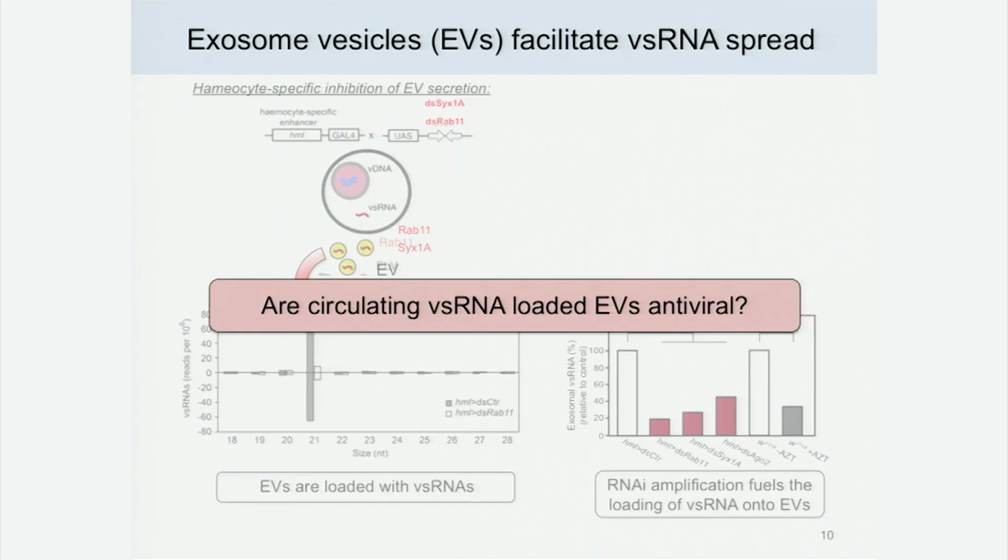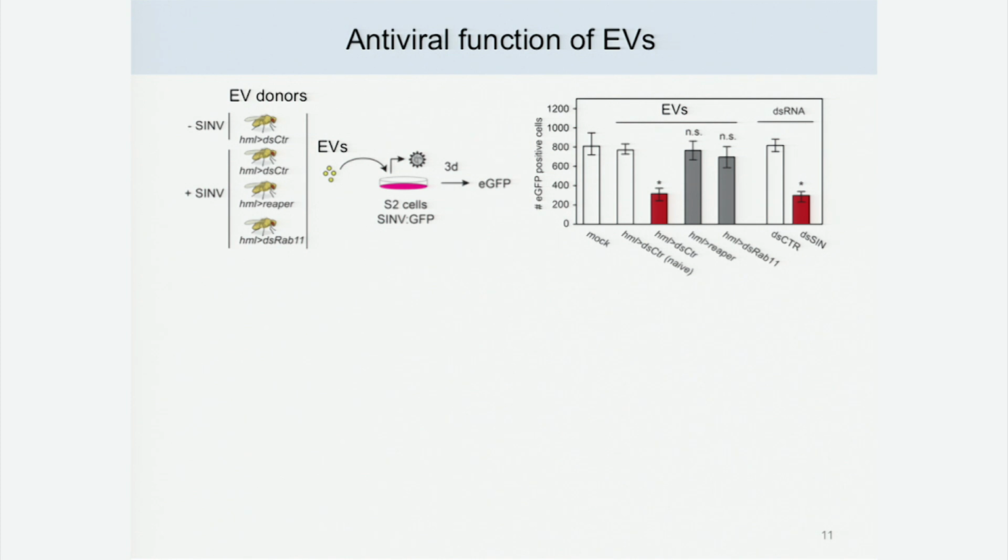All right, so we have circulating vsiRNAs, but do they do anything against the virus? So we did this experiment where we went back to our flies. These are either uninfected flies, or flies infected with SINV, flies without hemocytes, or with hemocytes that could not secrete exosomes. We infected them, isolated the exosomes, and then treated cells that express SINV-GFP. And as you can see here, only cell cultures that were treated with exosomes from infected flies could prevent spread of the virus in the culture.